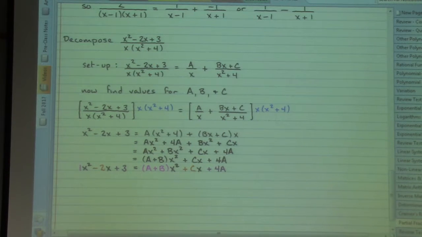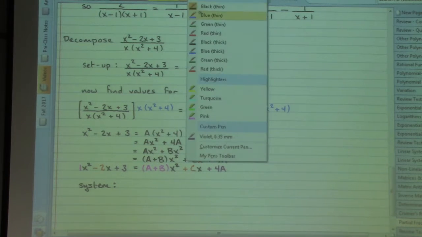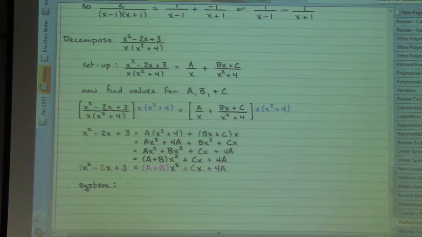So this is allowing us to now put together our system that will allow us to find the values of a, b, and c. So in pink, the 1 is equal to a plus b. In orange, the negative 2 is equal to c. And in purple, the positive 3 is equal to 4a.